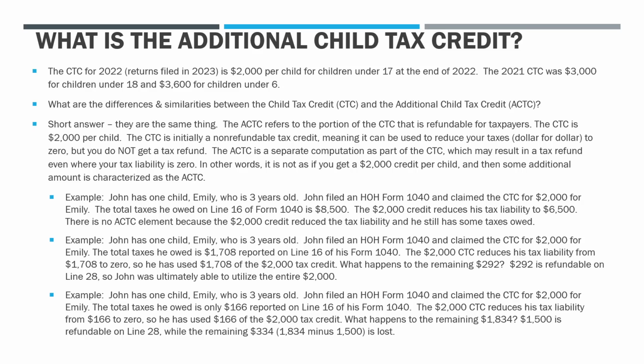The ACTC is an additional computation after you've already taken that, and that's where you might get a tax refund. So even in situations where your tax liability has been reduced to zero because you claimed the child tax credit, any excess that wasn't available to be used might be refunded to you as a refundable additional child tax credit. All right.